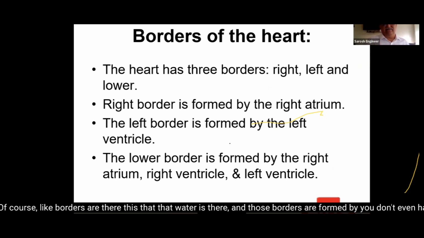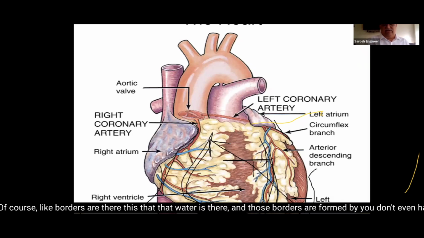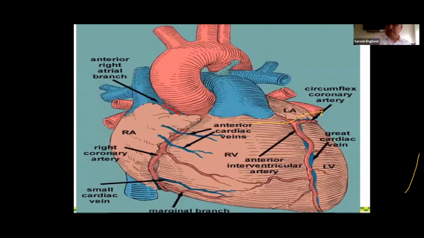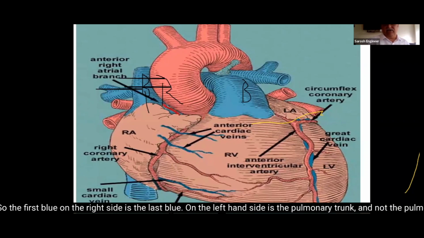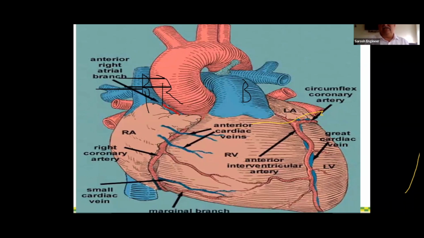Of course, borders are there, and those borders are formed by... you don't even have to learn all this. There is no meaning. This is the picture of the heart. Okay, so the big vessels which are emerging, they are always like this: blue, red, and blue. So the first blue on the right side is the superior vena cava. The last blue on the left-hand side is the pulmonary trunk and not the pulmonary artery. And in between is the aorta, the biggest artery of the body.